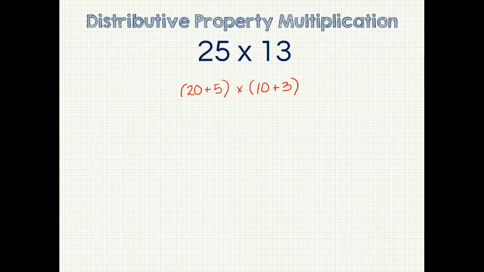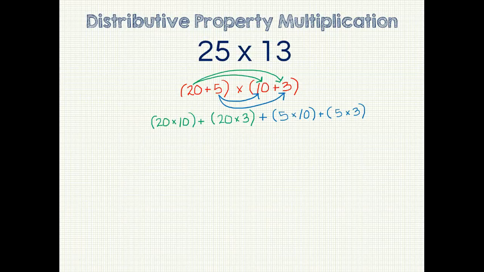We need to multiply 20 by the 10 and the 3 in the second group, and we need to multiply the 5 by the 10 and the 3 in that group as well. Every factor has to be multiplied by every other factor. 20 times 10 equals 200, 20 times 3 equals 60, 5 times 10 equals 50, and 5 times 3 equals 15. The next step is to add the products.